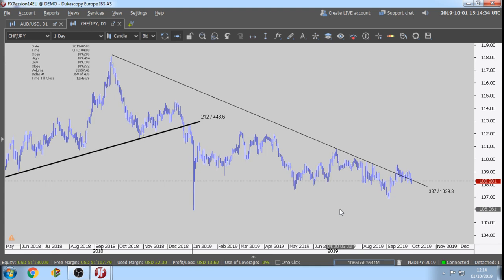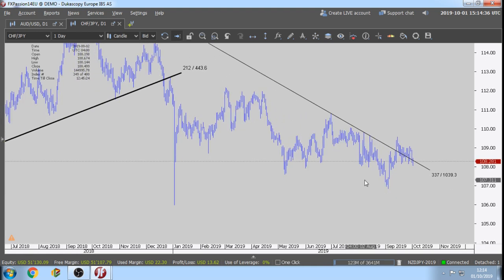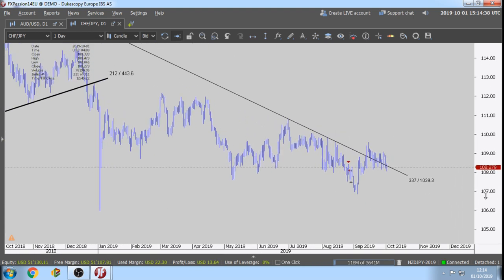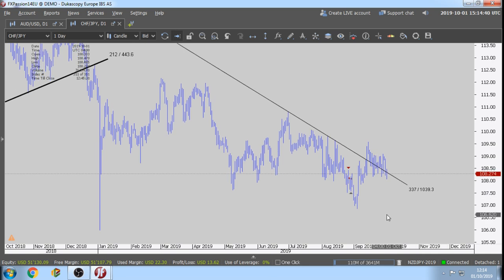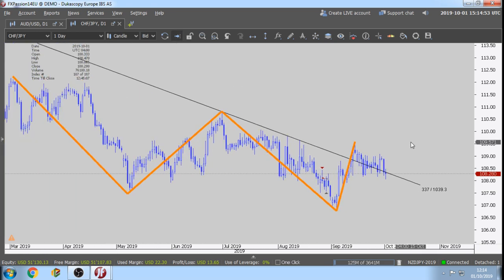But this is my style. Trade what you like, trade what you see. You can reject what you don't like, everybody. Okay, I'm shorting CHF JPY. Why is that? Structure, extension, retracement, extension, retracement. Right?